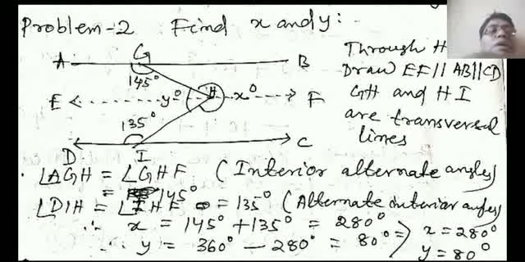So the reflex angle x is equal to the sum of these two: 145 degrees plus 135 degrees is equal to 280 degrees. And at H, the total angle formed is a complete angle, that is 360 degrees. Therefore, y is equal to 360 degrees minus 280 degrees, which is 80 degrees. Therefore, x is equal to 280 degrees and y is equal to 80 degrees.